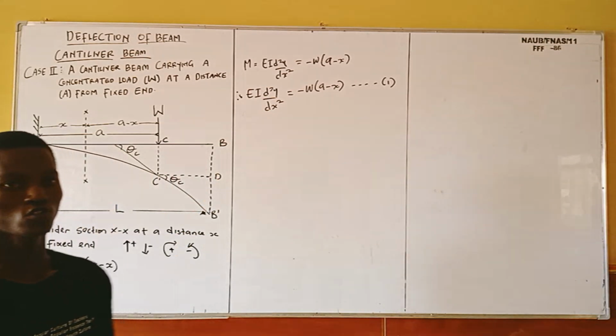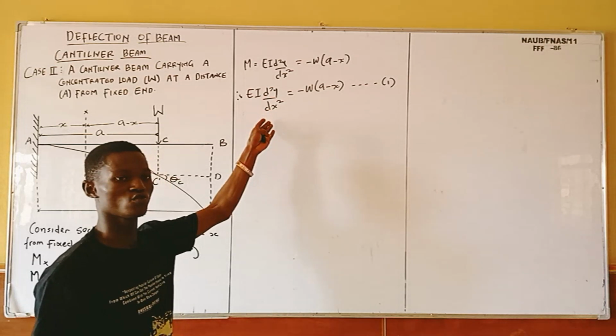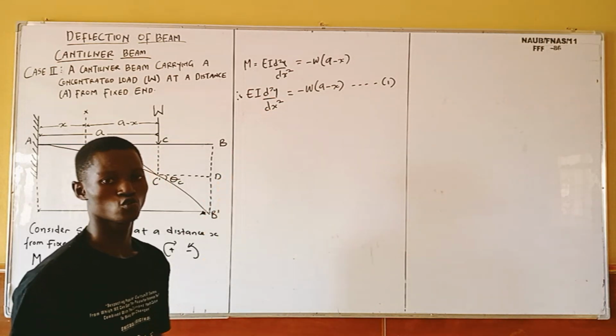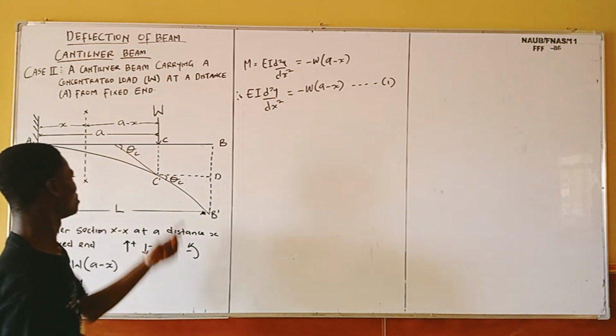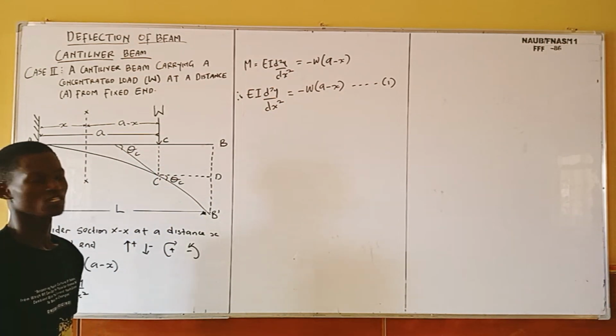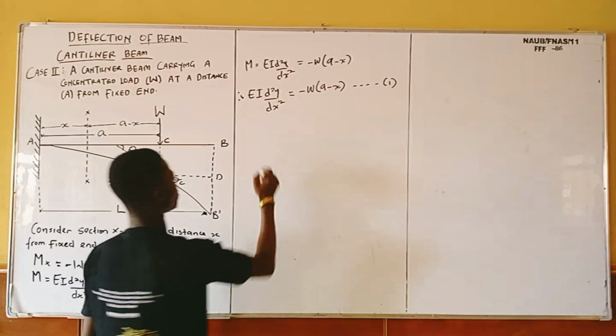The next thing for us to do is to integrate this equation. When we integrate this equation, we are going to have our equation for slope, and we are going to use that to derive the maximum slope at this point where the load is placed. So integrating this equation with respect to x, we are going to have what?